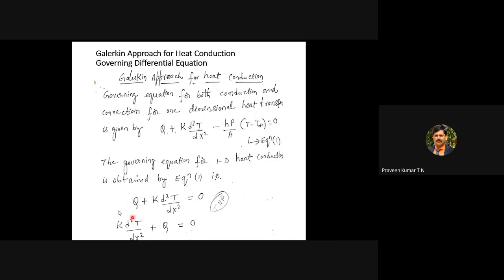We have the governing differential equation for 1D heat transfer. This equation you are familiar with. This term is nothing but the residual for 1D. If you are going for conduction as well as convection, that is one more derivation you are going to do later. For that, the residual is complete. This equation is nothing but the residual.